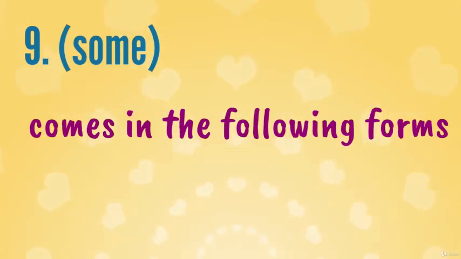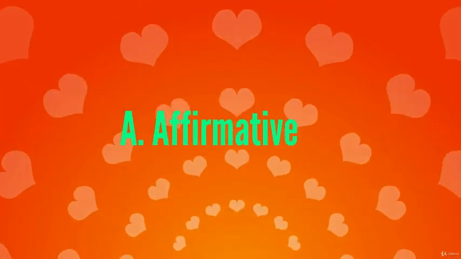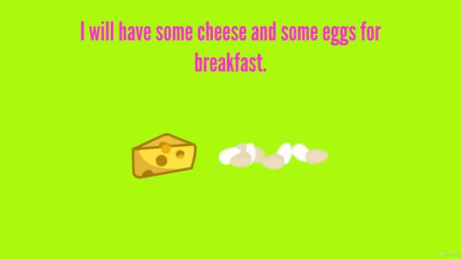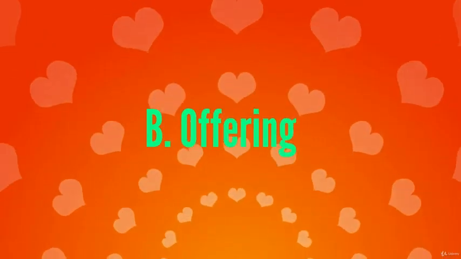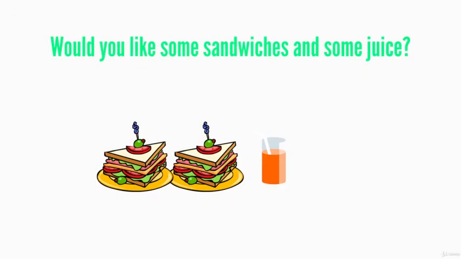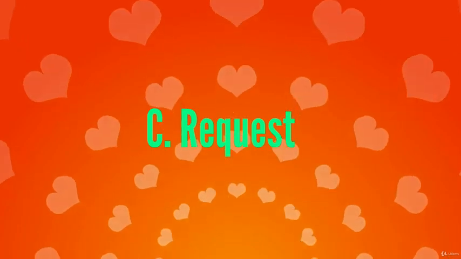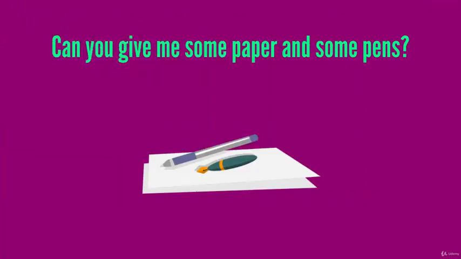9. Some comes in the following forms. A. Affirmative. Example: I will have some cheese and some eggs for breakfast. B. Offering. Example: would you like some sandwiches and some juice? C. Request. Example: can you give me some paper and some pens?